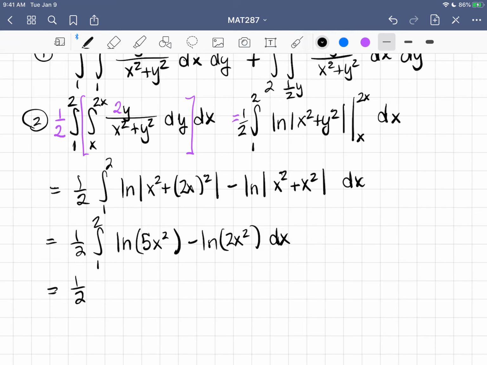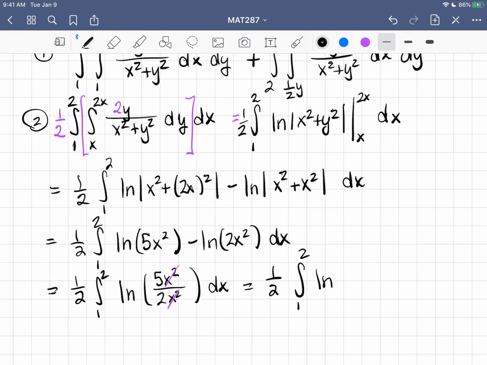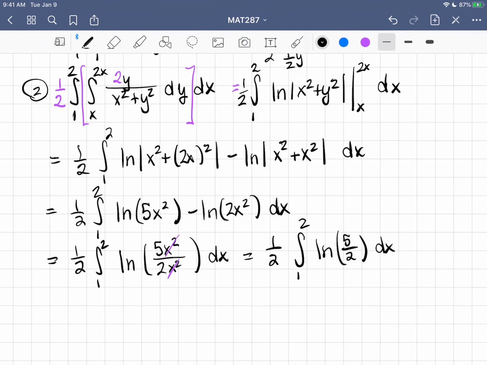Okay, how well do you remember your rules for logs? I can rewrite a difference of logs as the natural log of 5x squared over 2x squared dx. And why was that helpful? Well, the x squared's canceled, right? So this is just the integral of natural log of 5/2 dx. I no longer have an x variable, so this is real simple to integrate.